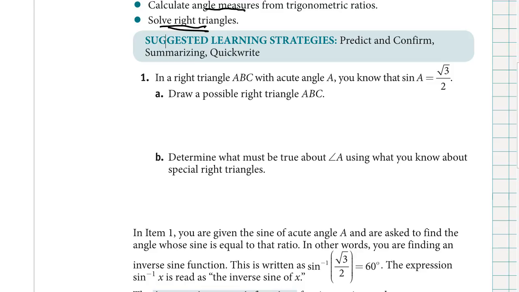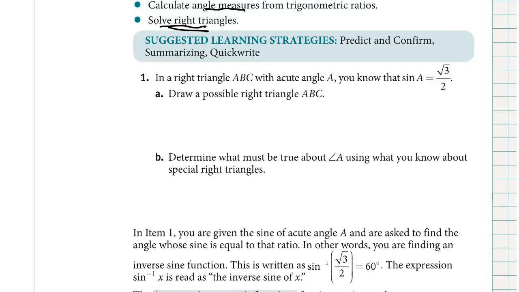In the last lesson, we used trigonometry to figure out an unknown side length when we knew an angle in degrees. In this lesson, let's do the reverse. Let's use trigonometry to figure out the measure of the angle.